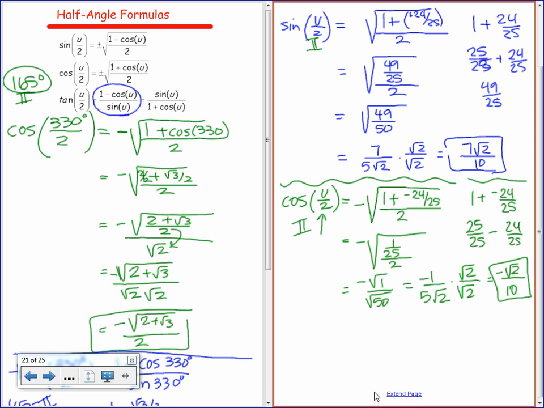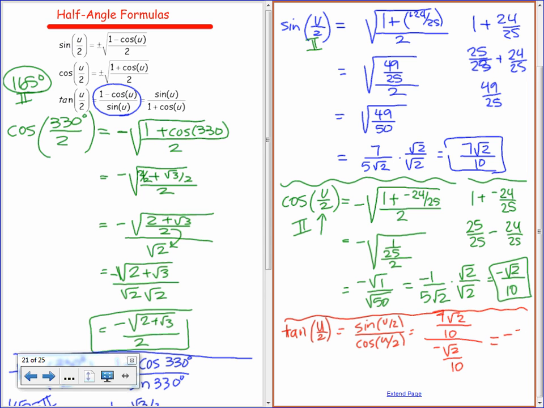Here's what I would say for tangent. I know I'm down at the bottom and I apologize for that. You can use the formula, or you could just take sine over cosine. I could just do sine of u over 2 divided by cosine of u over 2. Okay, so the sine is, you ready for this? 7 root 2 over 10, that's a 7, over negative root 2 over 10. The answer is just negative 7.